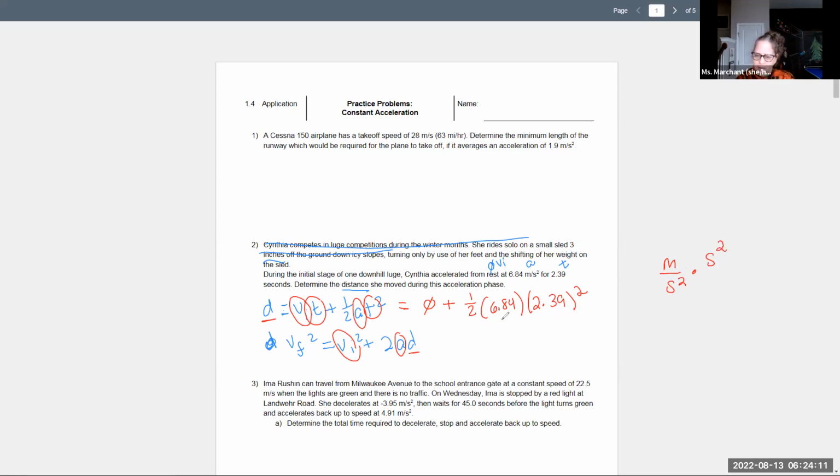So I want you to just take a look at that. I just took the units from the two guys that we have. One half is a constant, so it doesn't have units. This is 0, so no units there. 6.84 has units meters per second squared. Time has units seconds, and those are squared.